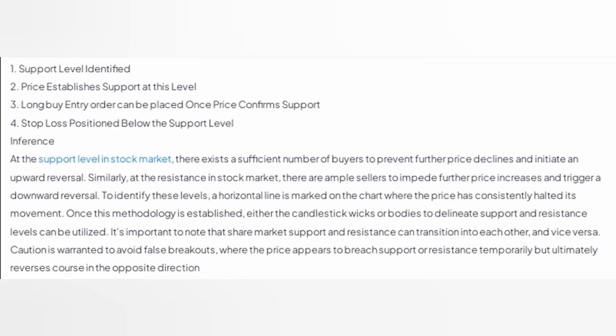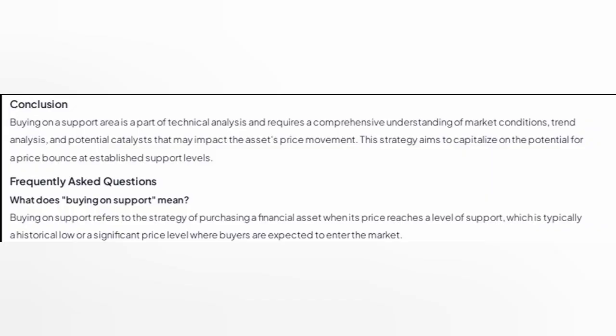Similarly, at the resistance in stock market, there are ample sellers to impede further price increases and trigger a downward reversal. To identify these levels, a horizontal line is marked on the chart where the price has consistently halted its movement. Once this methodology is established, either the candlestick wicks or bodies can be utilized to delineate support and resistance levels. It's important to note that share market support and resistance can transition into each other, and vice versa. Caution is warranted to avoid false breakouts, where the price appears to breach support or resistance temporarily but ultimately reverses course in the opposite direction.